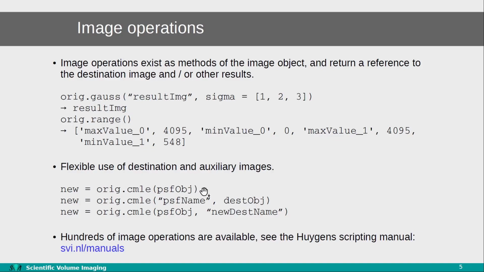first example. So there are many image operations and options, and if you want to find out which ones are available and how to use them, the best way to find all of them is to look at the scripting manual, which can be found at svi.nl/manuals.